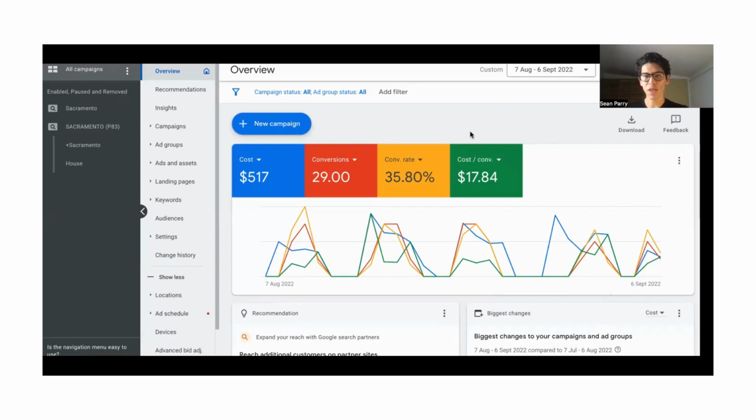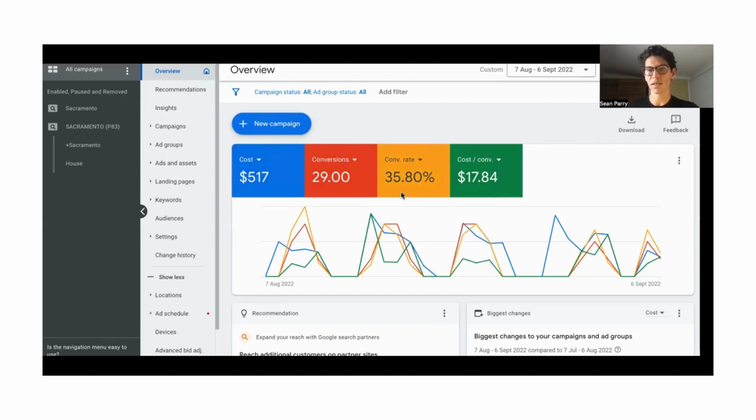We are in the account at the moment, and we've just pulled up the last 30 days worth of data. And, as you can see, the client has spent just over $500. We've generated 29 leads, a cost per lead of just over $17, and a conversion rate of 36%. So this number is super, super high.